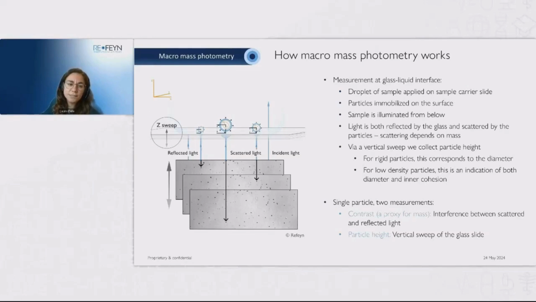So at the end of the day, what macromass photometry allows you to do is the measurement of single particles with 2 parameters: the contrast, or proxy for mass, which again is the interference between scattered and reflected light, and the particle height, which is obtained by sweeping vertically on the glass slide, and is a measurement of size.